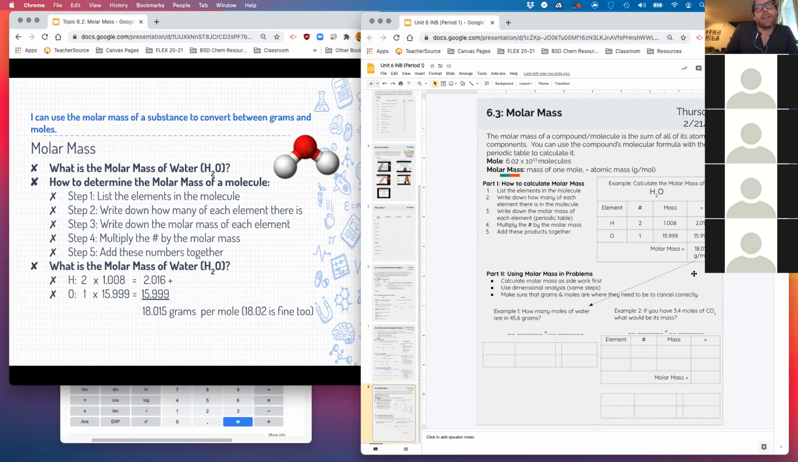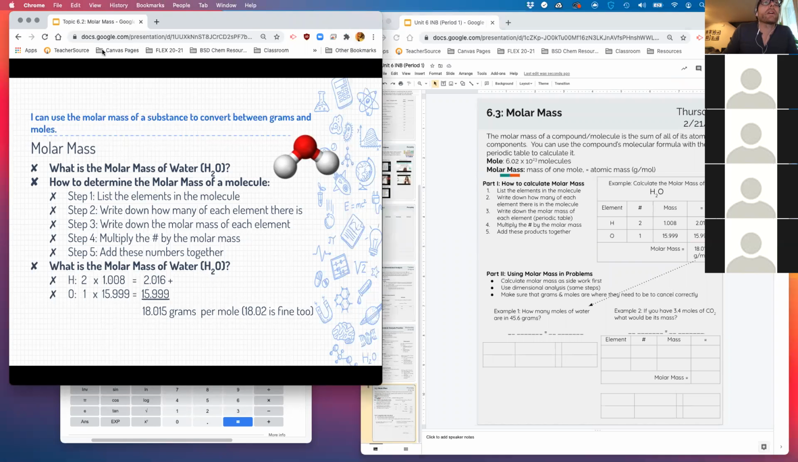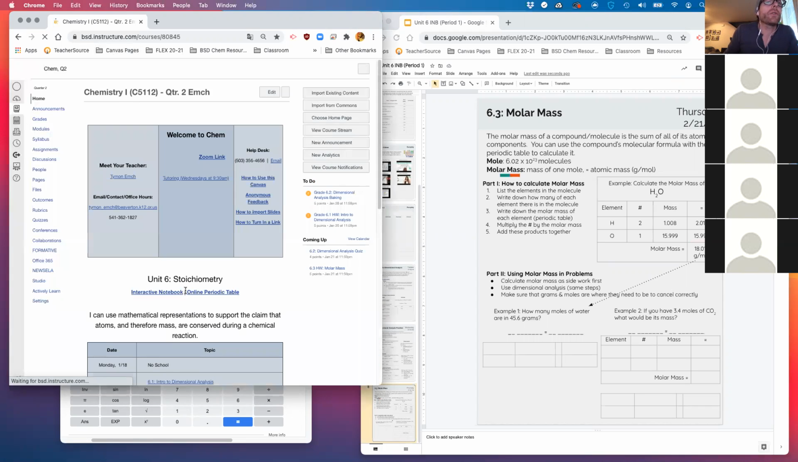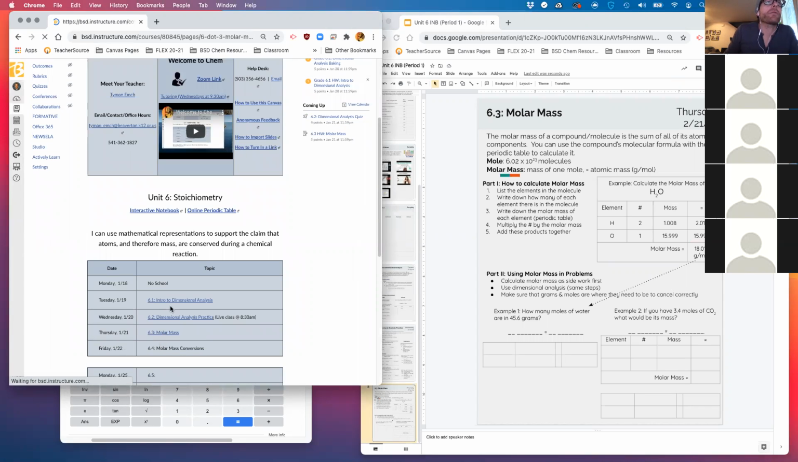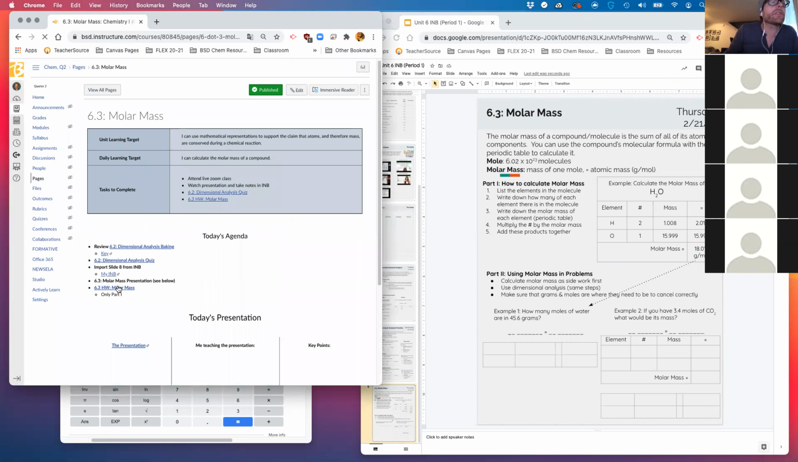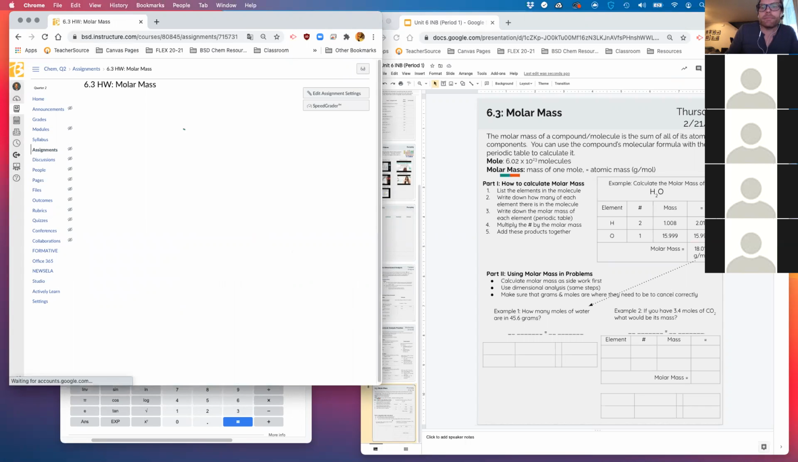We're just going to work on that today. That's it, okay? We're not going to do part 2. We are just working on part 1. So we can go here and we can go to our homework and work on that a little bit. Only do the first page of the homework. So it's right here. Click on 6.3. And it is 6.3 homework, molar mass, only the front page.